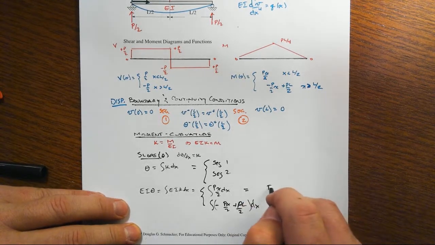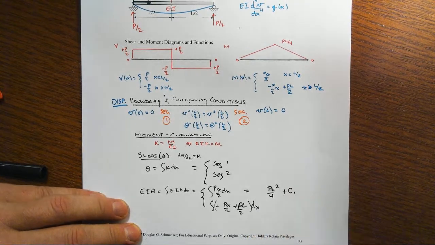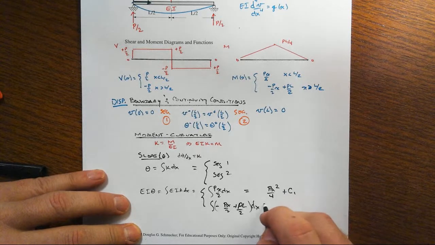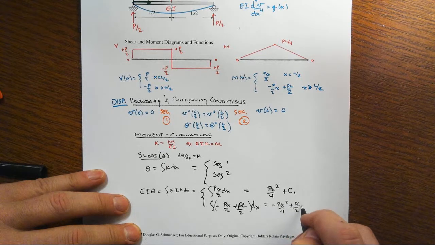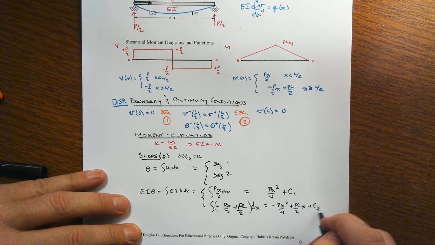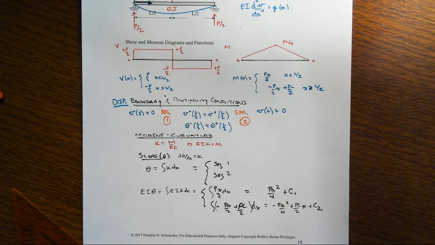The first one becomes Px squared over 4 plus a constant of integration. And the second one is minus Px squared over 4 plus PL over 2 times x plus another constant of integration. Oh, that stinks. And guess what? We don't know the slope anywhere, so we can't solve for those. We have to move on to another step.